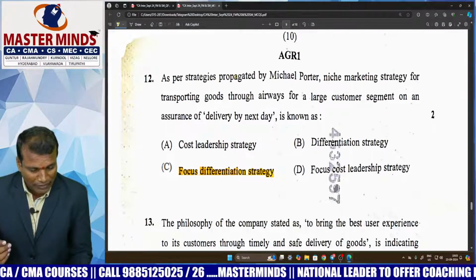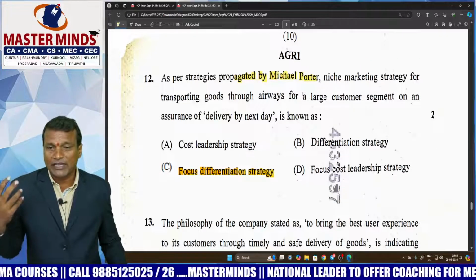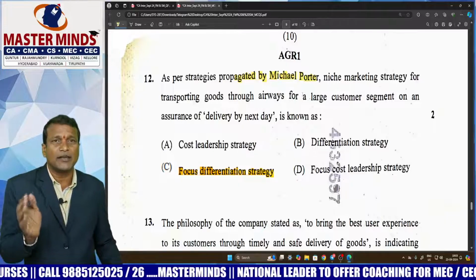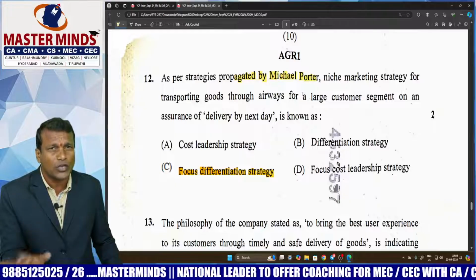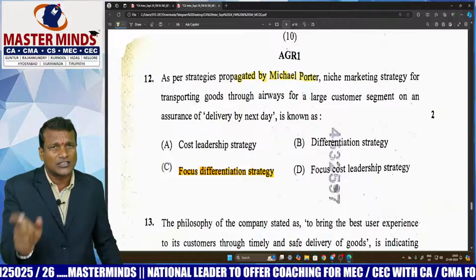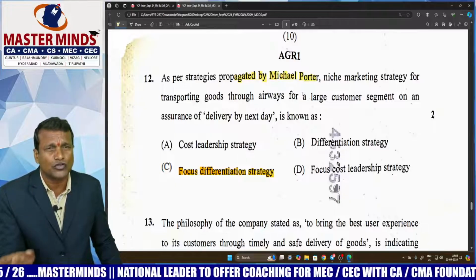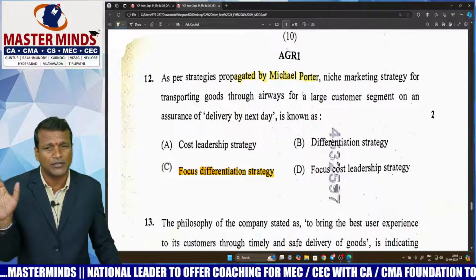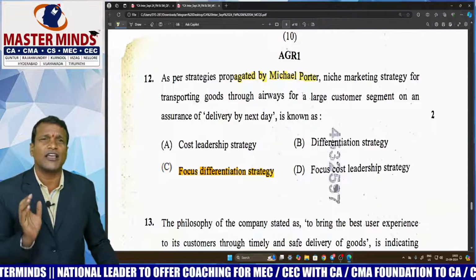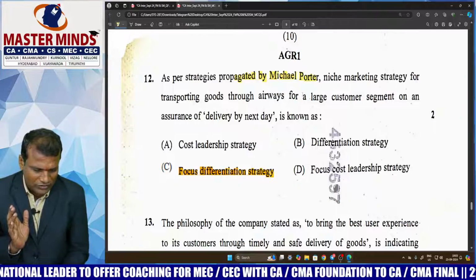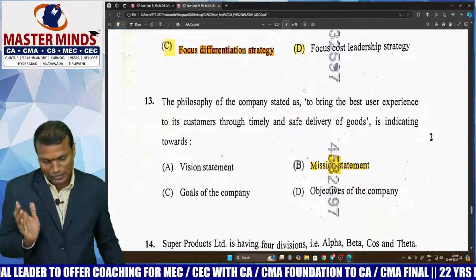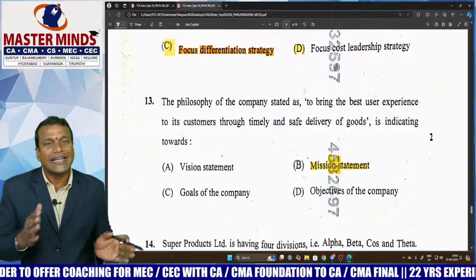As proposed by Michael Porter, which strategy the company is right now focusing, means they want to deliver the goods very quickly. Even if they charge more price also, customers are not worried about the MRPs right now, means they are focusing on a particular targeted customers, called focus differentiation strategy. Now please move to the other independent MCQs.